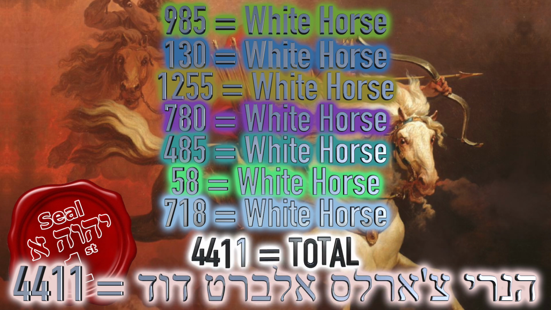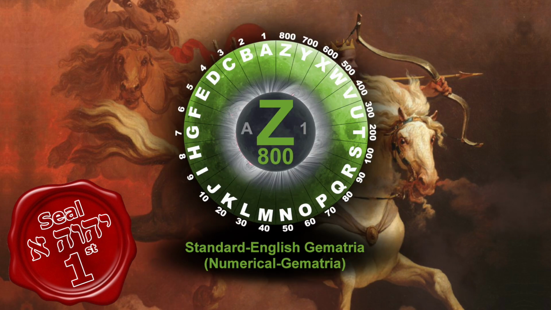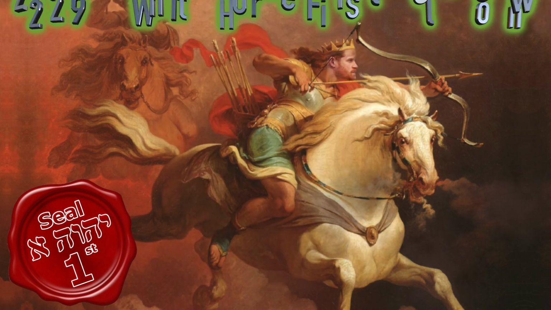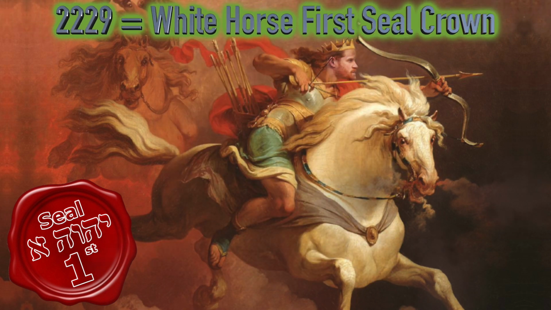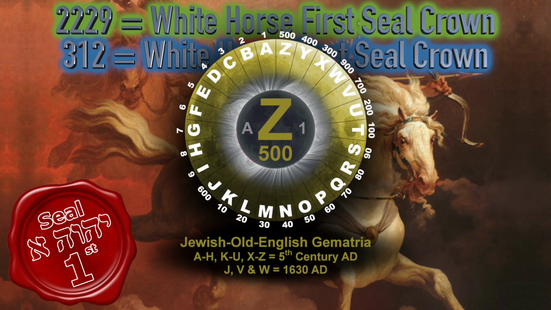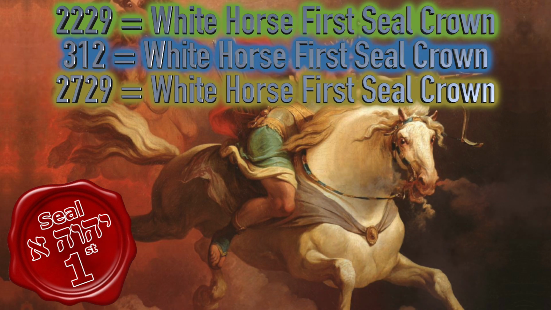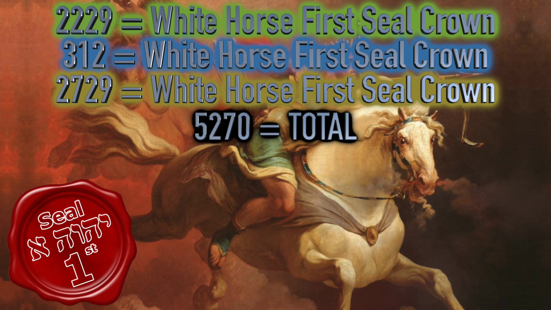If we add up all these numbers, we get 4,411. The following two combination calculations equal 5,270. First of all, using Standard English Gematria, White Horse, First Seal, Crown, equals 2,229. And using Ordinal English Gematria, it equals 312. And using Jewish Old English Gematria, it equals 2,729. If we add these numbers up together, we get 5,270.